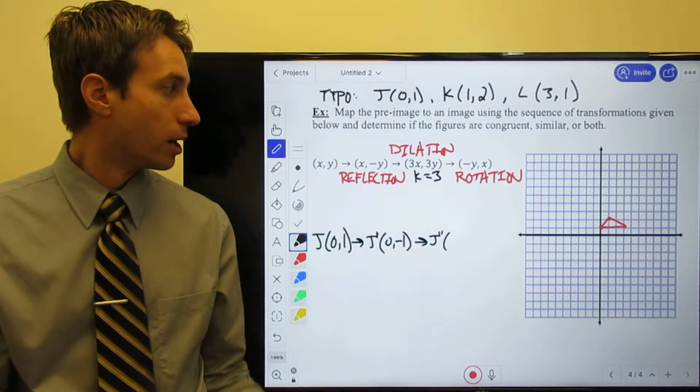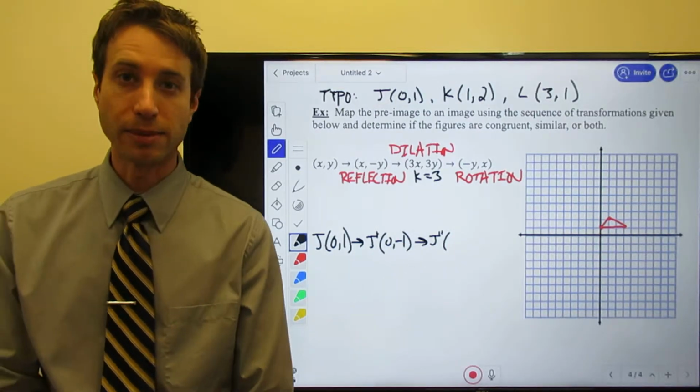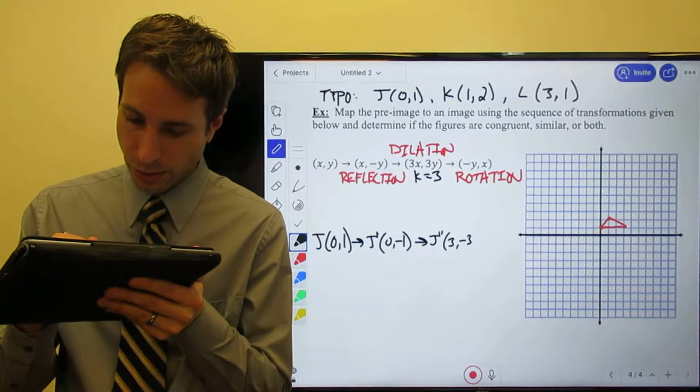Then, J double prime. Okay, what am I going to do? I'm going to multiply both of them by 3. 0 times 3 is 0. 3 times negative 1 is negative 3. So now I have (0, -3).